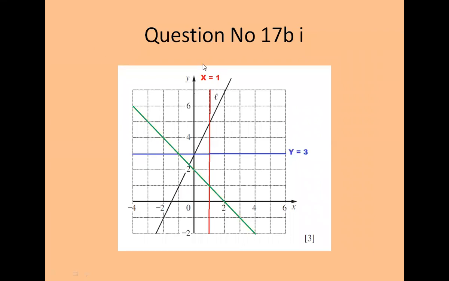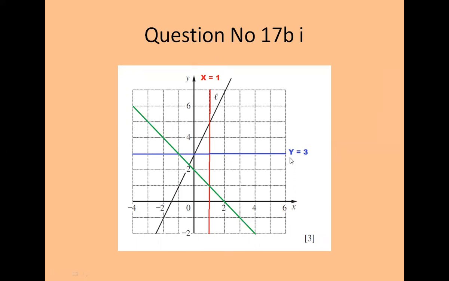So the first line they ask is x equals 1, and that will be this line, which will be horizontal. Sorry, it will be a vertical line, passing through x equals 1. This red line is that first line. Then they say y equals 3, and that will be this blue line, which will be a horizontal line passing through y equals 3.